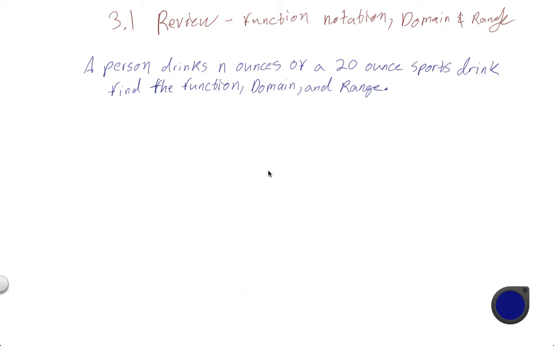Here's our review for the first part of Chapter 3. This is probably the part that has the most in it, but we're going to go over function notation, domain, and range. And we're going to use this problem. A person drinks n ounces of a 20-ounce sports drink. Find the function, domain, and range.